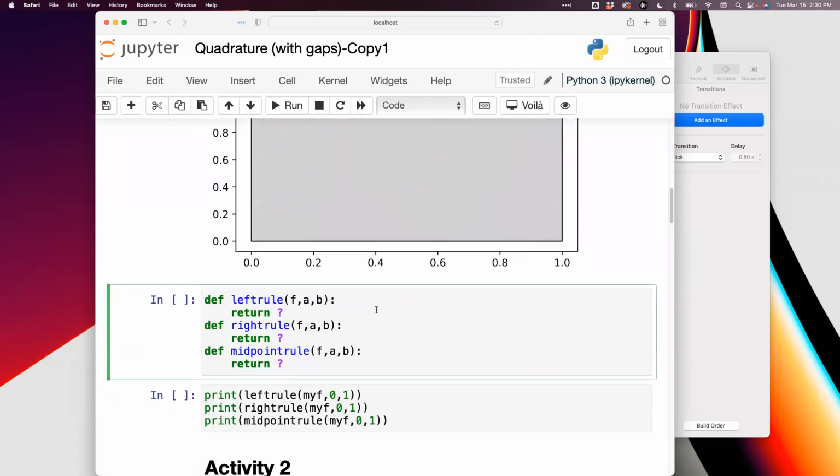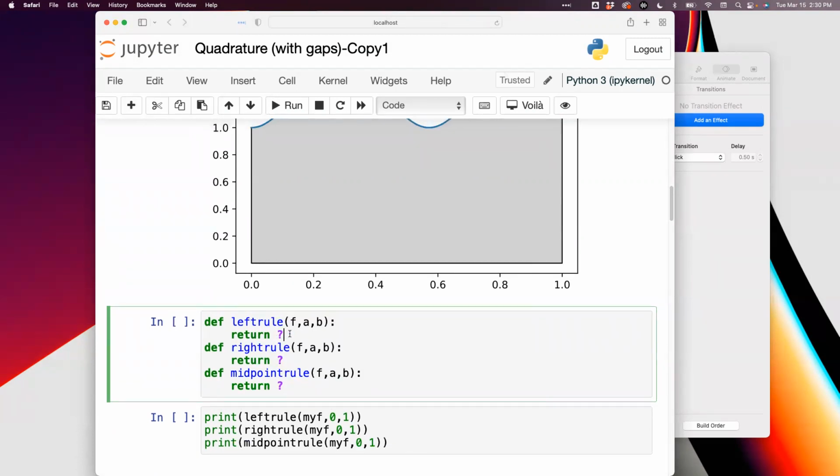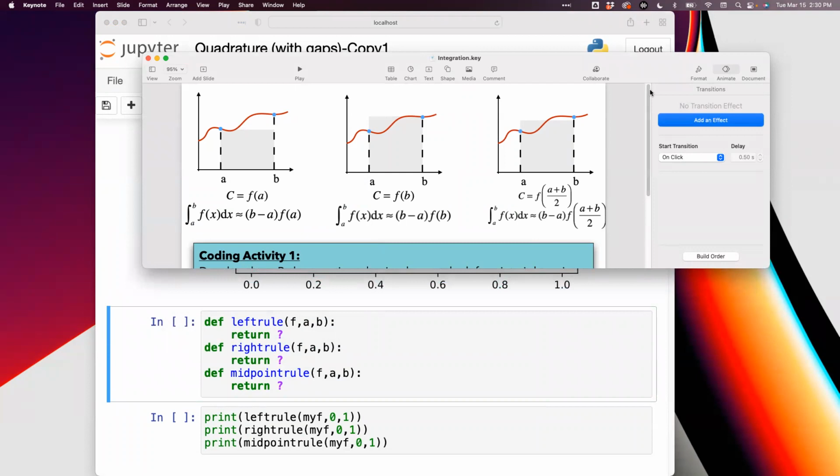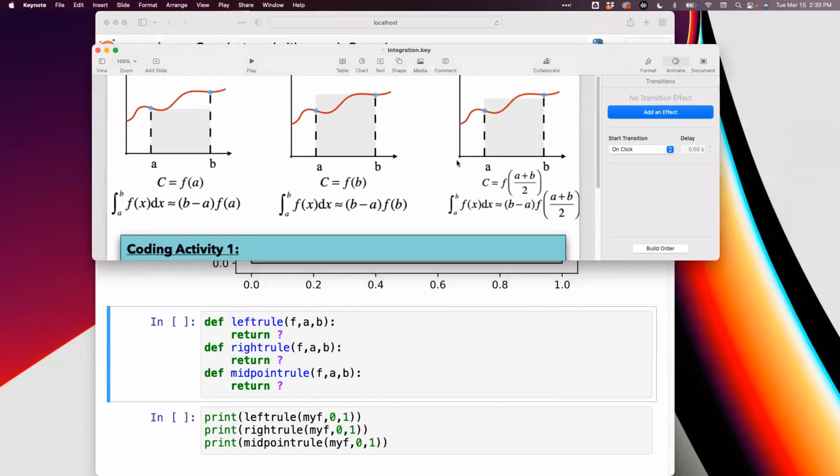Now I have 3 functions here: left rule, right rule, and midpoint rule. All 3 of them take 3 arguments: the function f, the function name that we want to apply, so you just pass my f over here, and then a and b, the interval. So go ahead and implement the left point rule and right point rule. Replace the question mark with something. Okay. Good work.